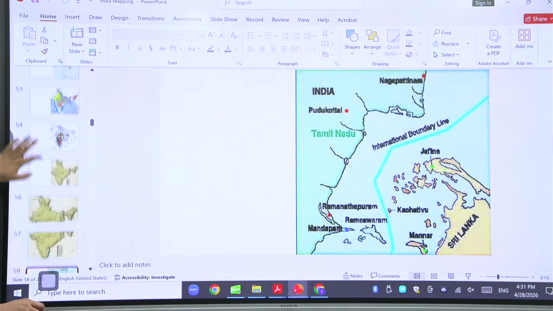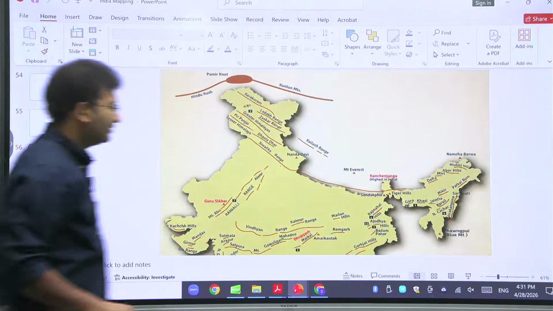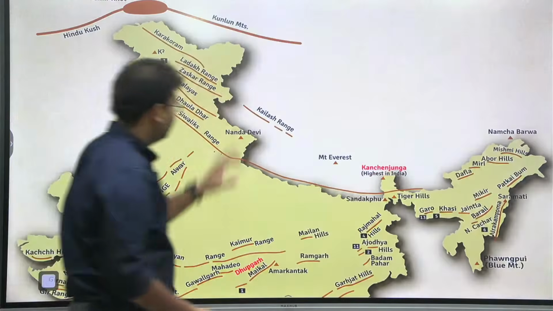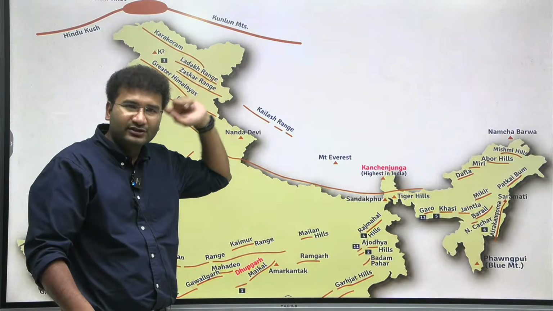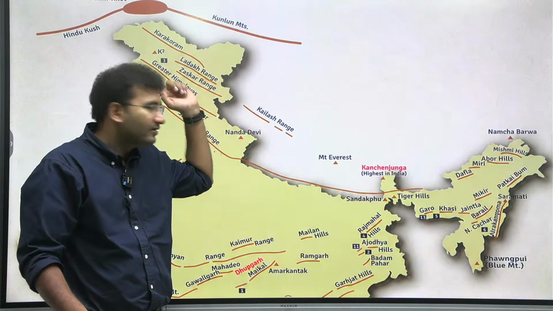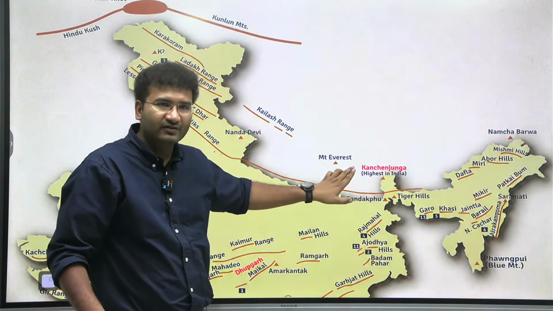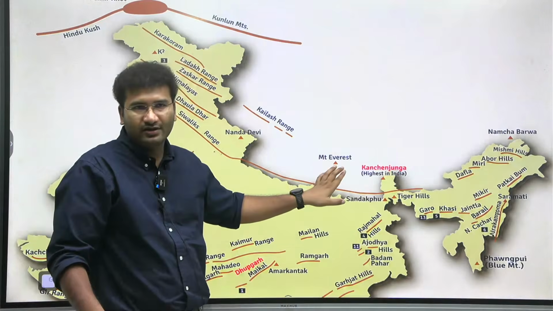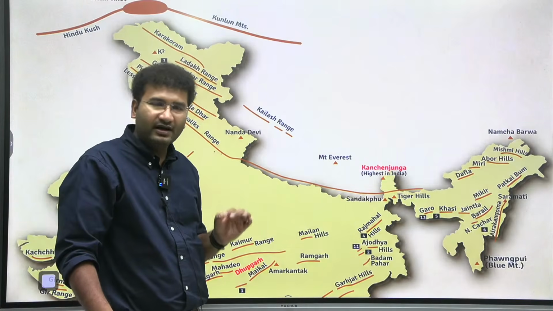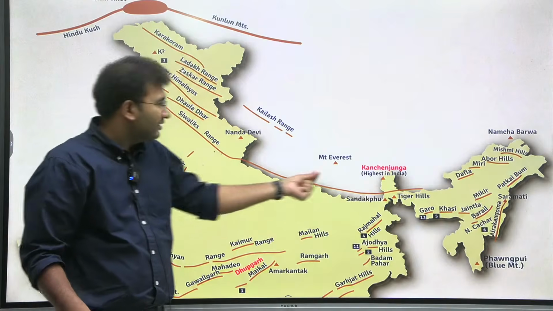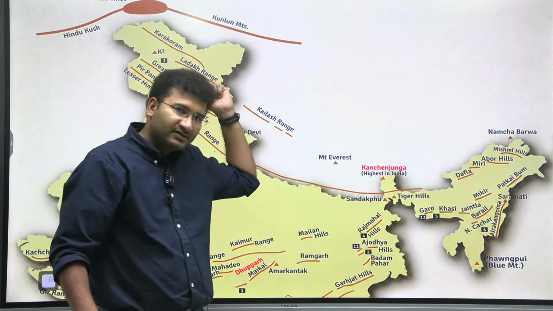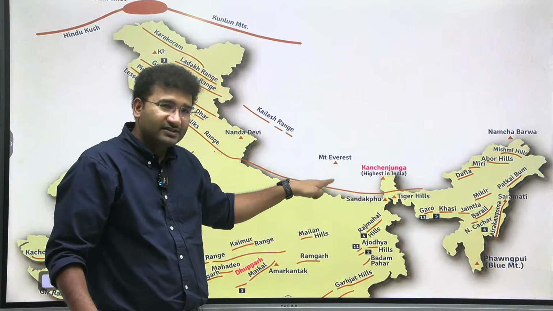Now let's come to the hills first. The tallest mountain on the western side is K2. K2 is present in the Karakoram, right? Then come to the central part, it is Mount Everest. Annapurna is located here. Nanda Devi is located in Uttarakhand, right? K2 is in the Karakoram. Mount Everest is in the center.